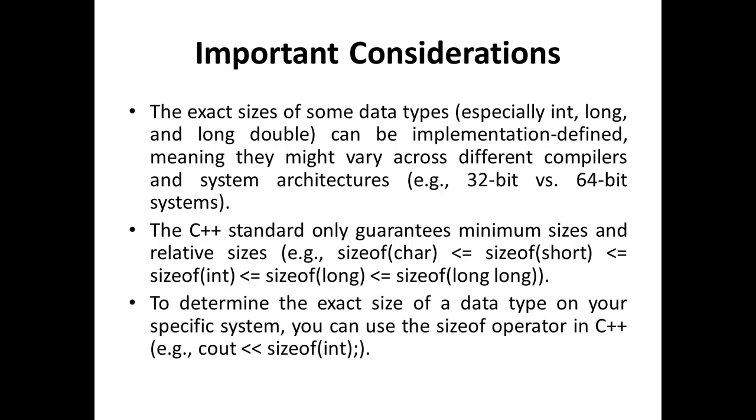system architecture. So if you want to determine the exact size of a data type on your own system, you can use the sizeof operator in C++. When you see code like cout sizeof int, what this will display is either 2 or 4, depending on the system you are working with. If the system sees integer as 2 bytes, this will display 2. If the system sees int as 4 bytes, this will display 4.